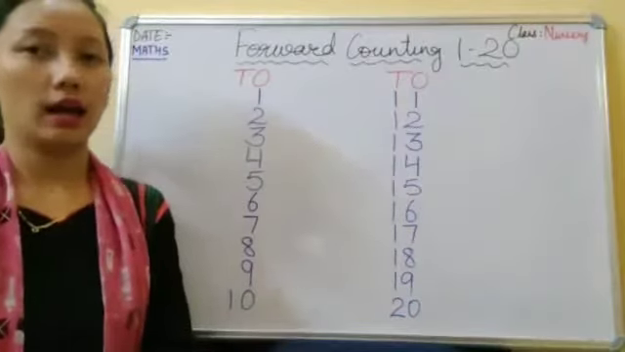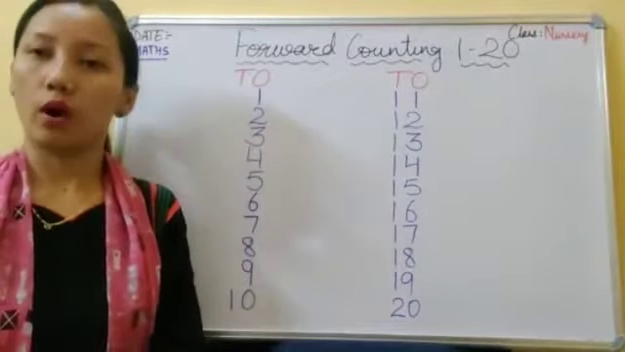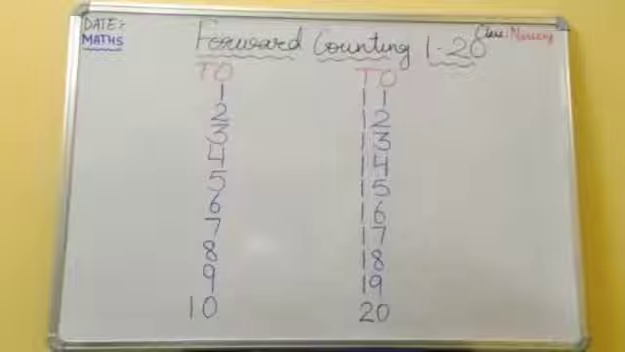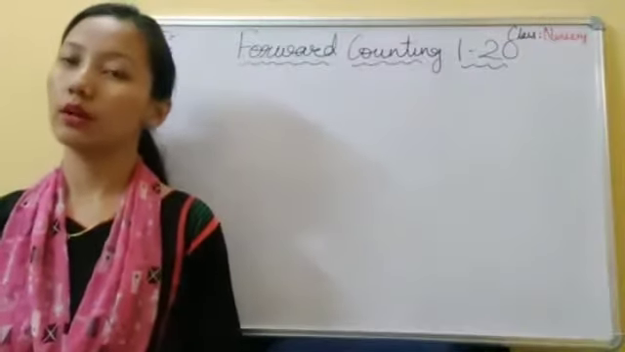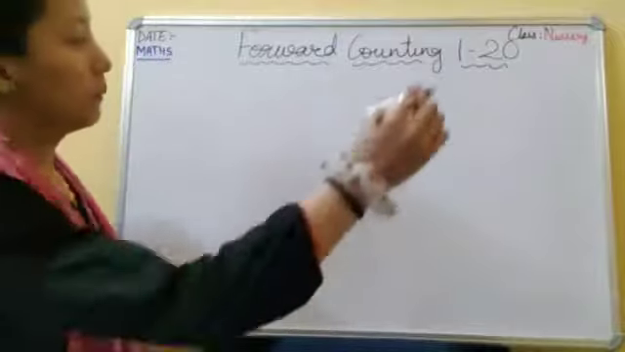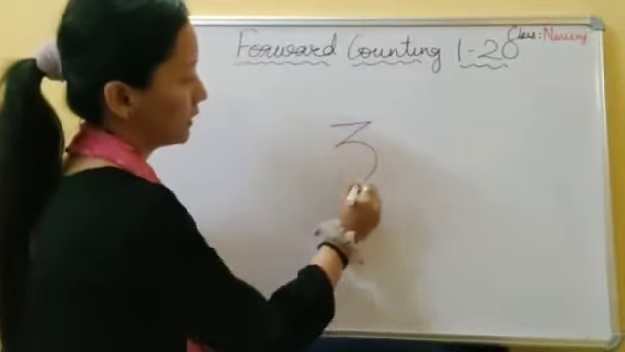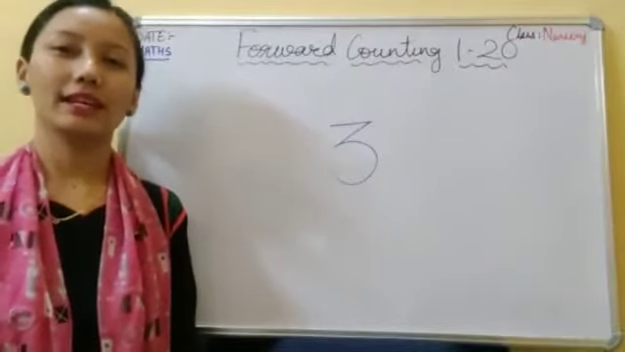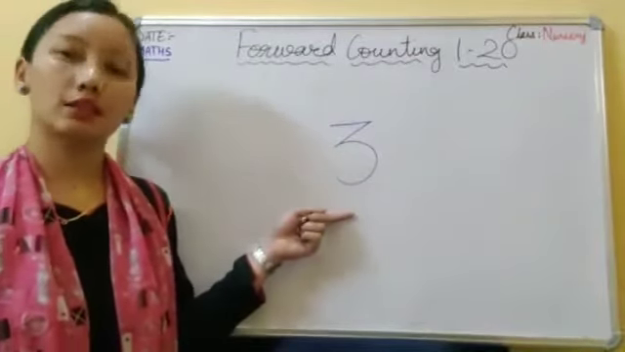Very good. I hope you are learning forward counting from 1 to 20. Right, students? Yes. Students, you can recognize numbers from 1 to 10. Right? Tell me, which number is this? Yes, this is number 3.